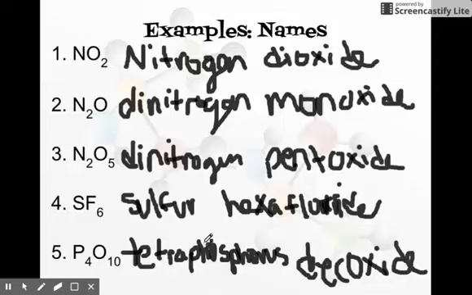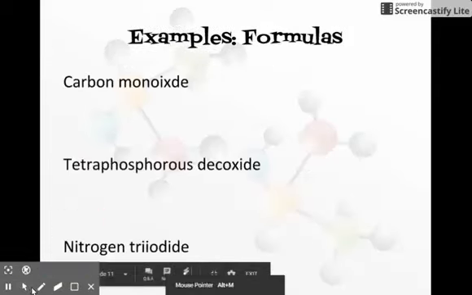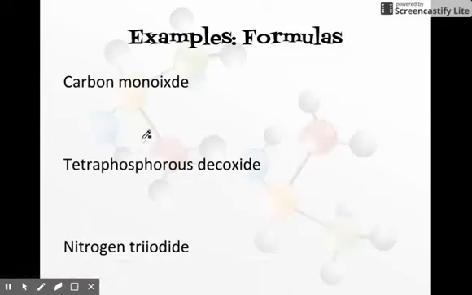Okay, let's see if we can go in reverse then. So I gave you the name on these ones, and we need to write the formulas. So we simply just read the name and write the formula. So carbon, C, because there's no prefix, it means there's 1. And then monoxide, so oxygen, and there's just 1 as well. So CO is our formula. No crisscrossing, no charges on these ones. You just simply read the name, write it.